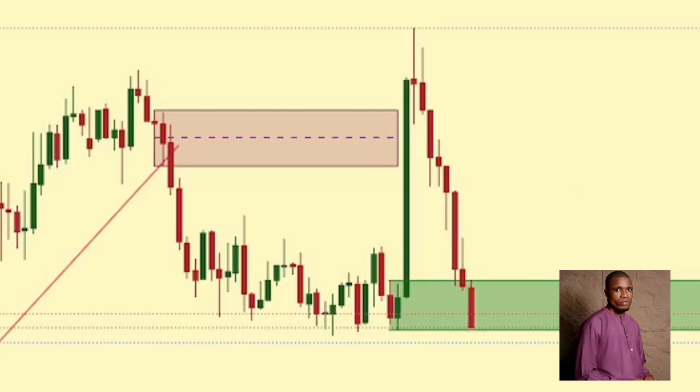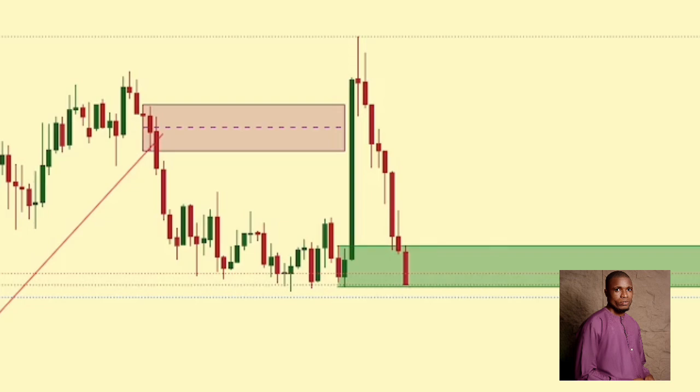What I am waiting for is simple. I want to see this demand zone get taken out. Then I want to see a new supply zone form. That supply zone will be my confirmation coming from the daily time frame.